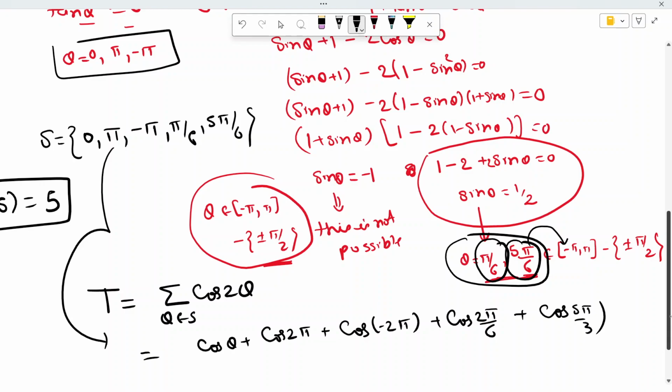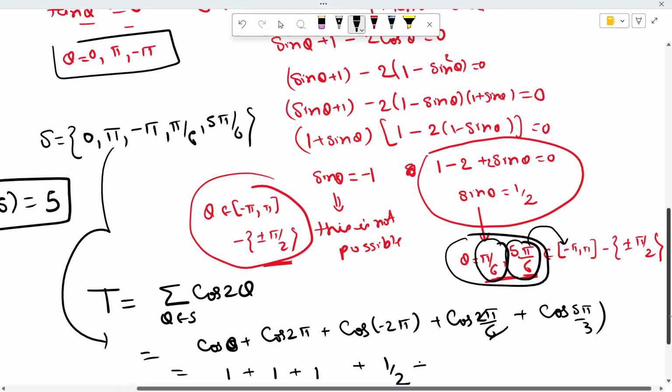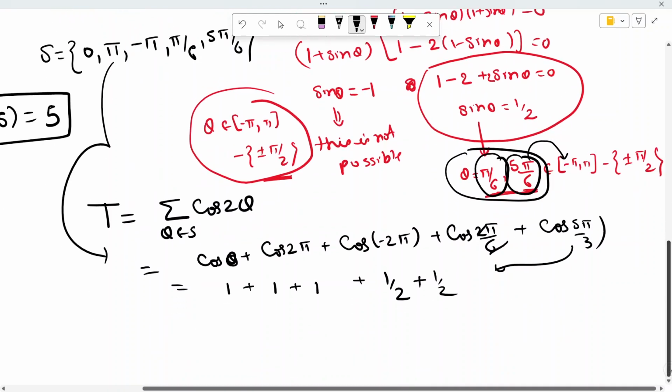Okay, now just simply add. What is cos 0? 1. Plus cos 2 pi, 1, plus cos minus 2 pi, that is 1. Now here, cos 2 pi by 6 is cos pi by 3, that is cos 60, which is equal to 1 by 2. Now this is also 1 by 2. You can calculate, this is just trigonometric.